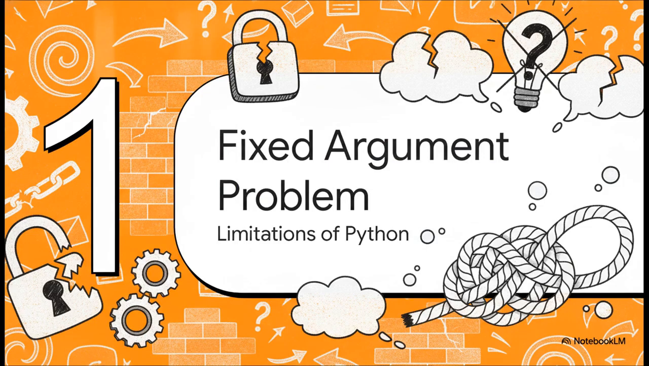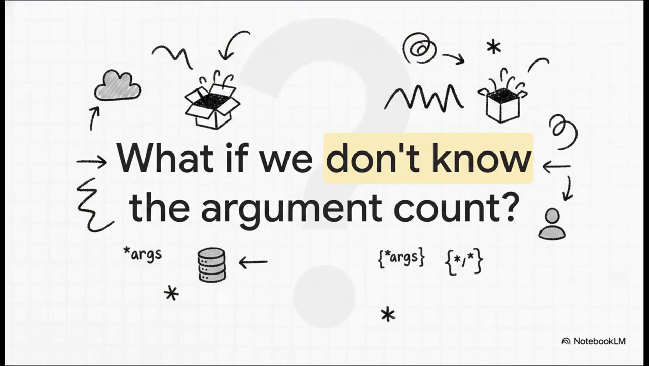Section 1. The fixed argument problem. Because, well, you really have to understand the problem before you can appreciate the solution. Now this is the core issue every backend developer faces at some point. In the real world, you just can't always predict how much data a user or even another system is going to throw at your function. Data is messy, and honestly, requirements change constantly.